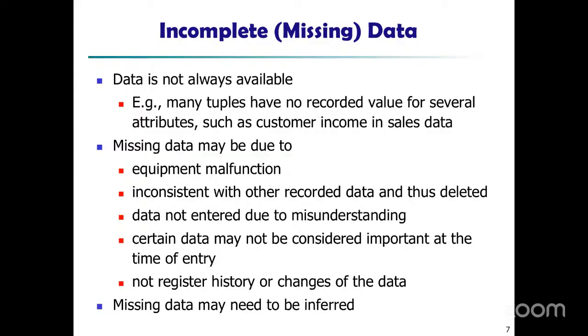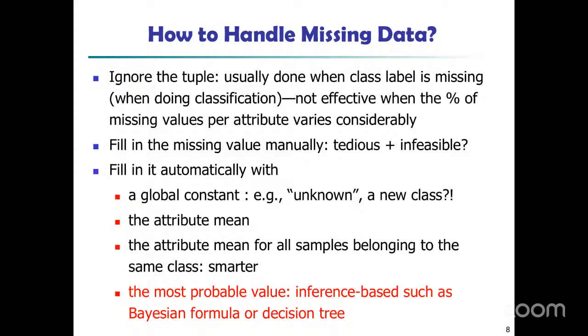Okay. Incomplete data. When we talk about incomplete data or missing data, the data is not available. Missing data may be due to equipment malfunction, inconsistency with other recorded data, or data not entered due to misunderstanding. Certain data may not be considered important at the time of entry, right? Missing data may need to be inferred, right? And how to handle missing data?